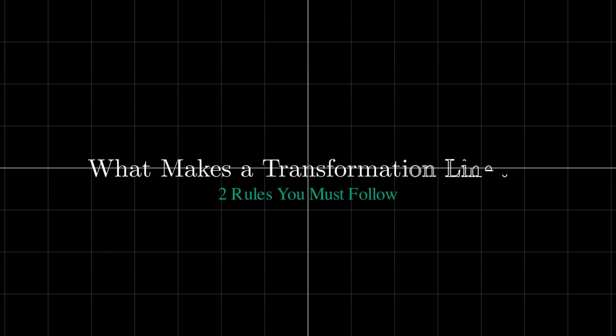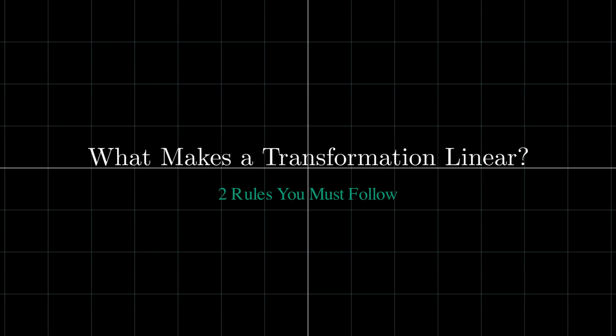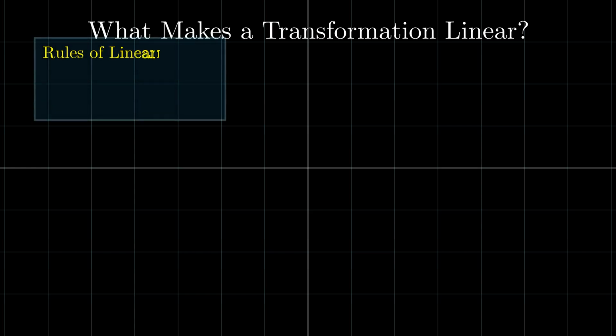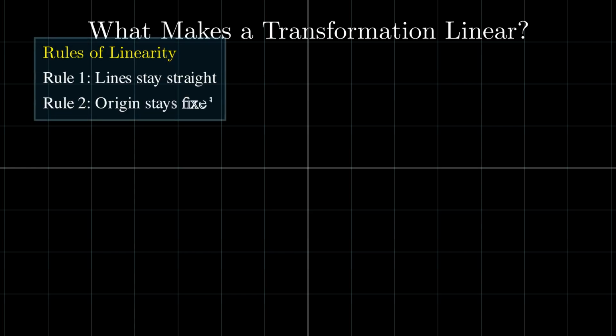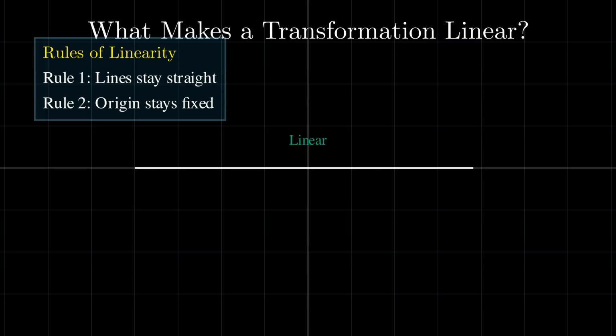Okay, so we know a transformation moves vectors around. But what makes one of these transformations linear? In linear algebra, not every transformation qualifies. There are 2 specific rules a transformation must follow to be called linear. Rule 1. A linear transformation never bends space. Every straight line in the input must remain perfectly straight in the output.